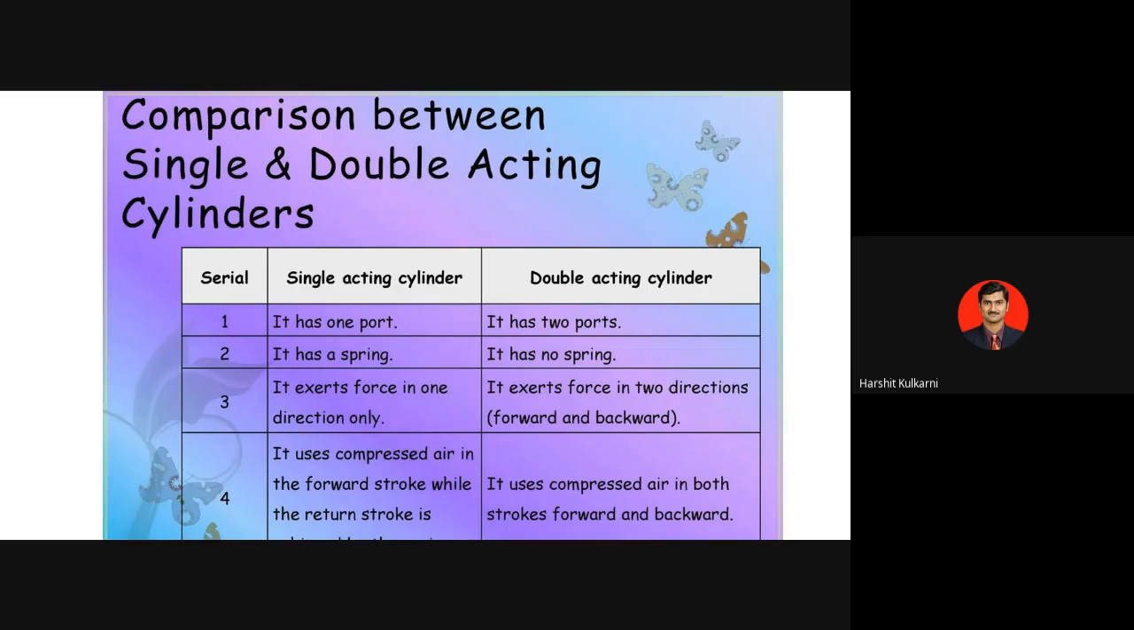Okay, next. Here he has written with regards to the pneumatic also. So that is the fourth point. It uses compressed air in the forward stroke while the return stroke is achieved by spring. Instead of compressed air, we use hydraulic fluid, because it's pneumatics. Then here it uses compressed air both in forward stroke and backward stroke. So you don't worry about the compressed air word. You remember that it is hydraulic fluid. So hydraulic fluid is used at both the sides in double acting.